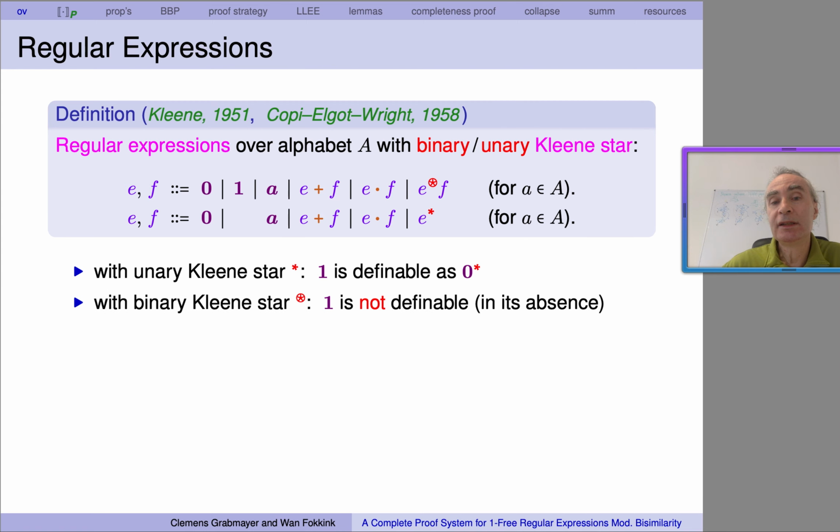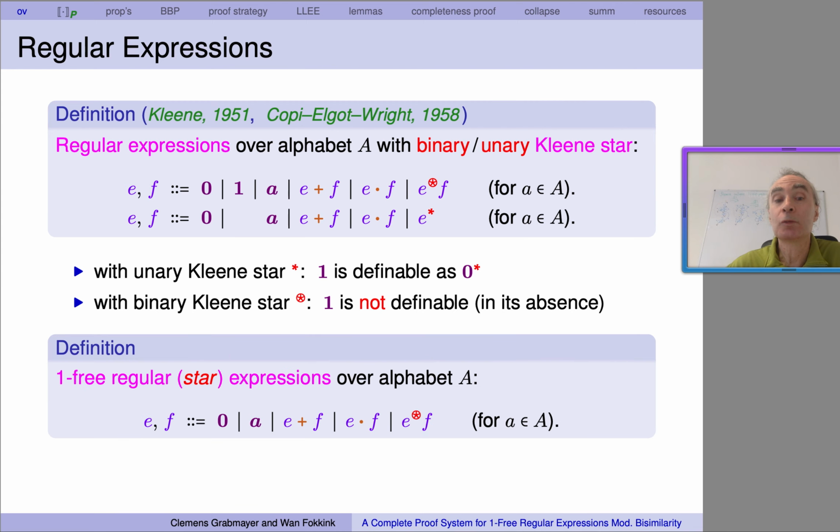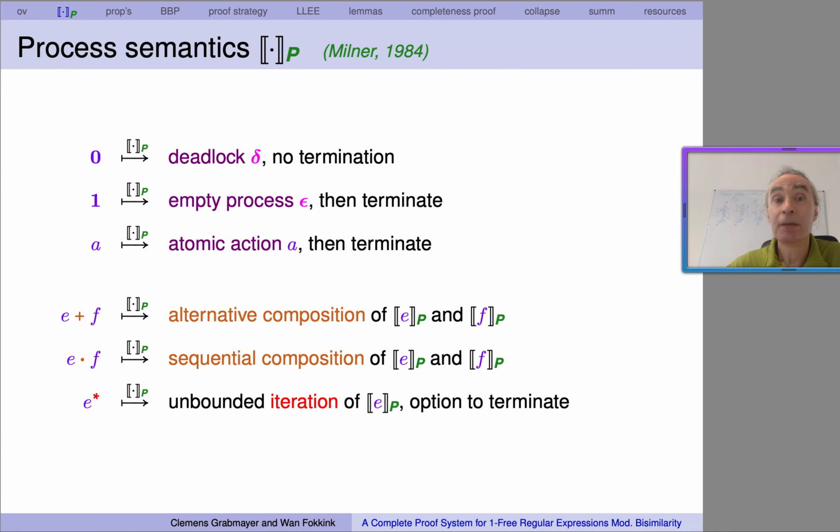However, with binary Kleene star, 1 is not definable in its absence, and that gives us the possibility to look at one-free star regular expressions by using Kleene's grammar but dropping the 1, using binary Kleene star. We will also speak of star expressions instead of regular expressions because we subject them to Milner's process semantics, and Milner used the term star expressions to disambiguate the use of regular expressions under his process semantics.